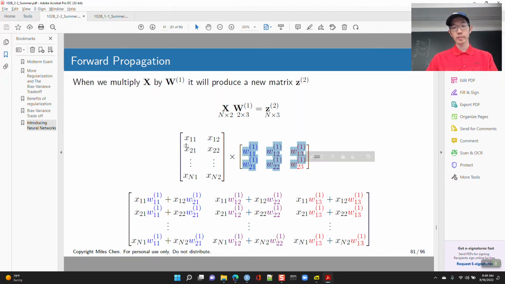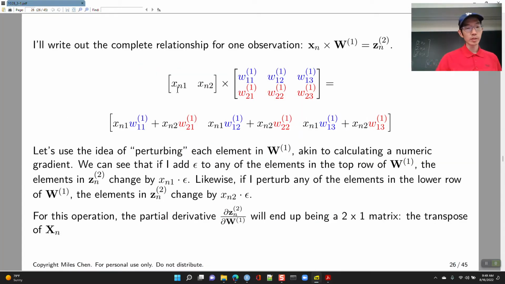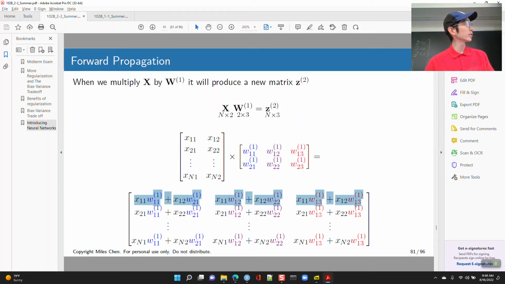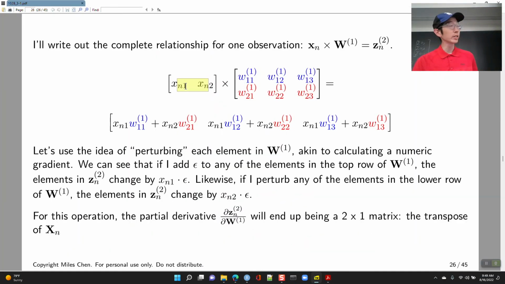So if we look at just that first row in X, and I multiply it by our W matrix, which is 2 by 3, I'm going to get this first row in Z. That's what we have, right? First row in X multiplied by this 2 by 3 matrix gives me that first row in Z. And we ask, okay, how does Z change with respect to changes in W1? This is a bit of a weird thing, right? How does this change with respect to this?